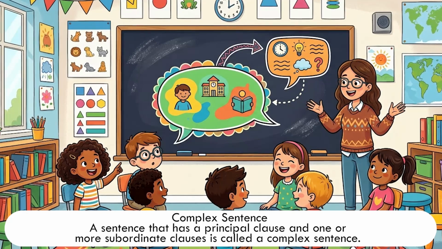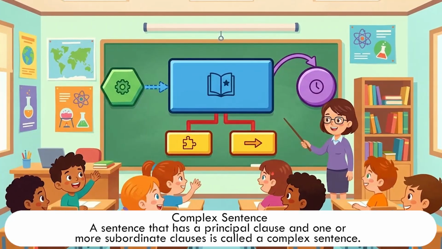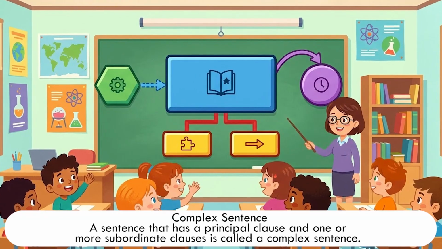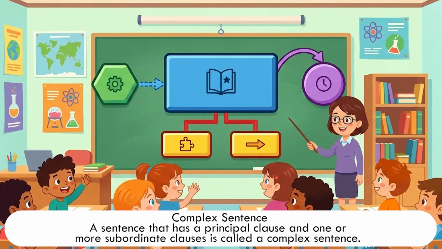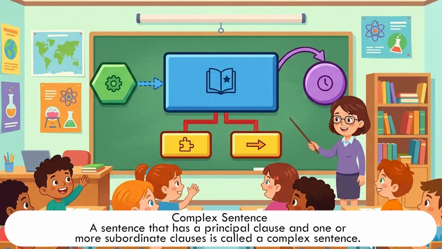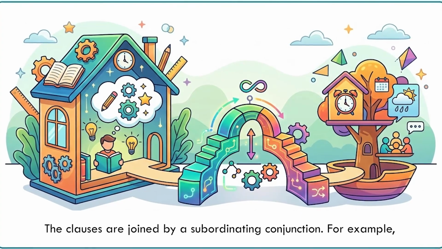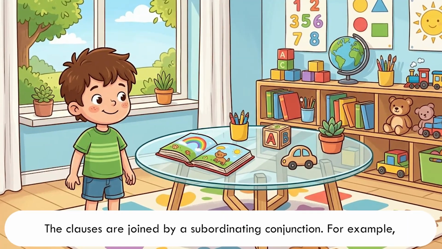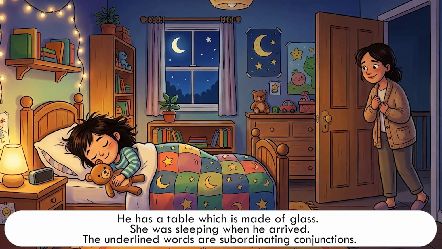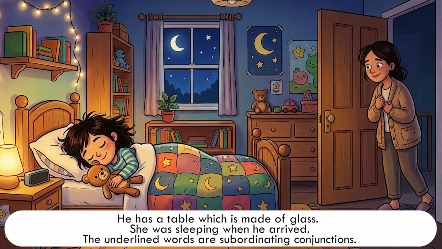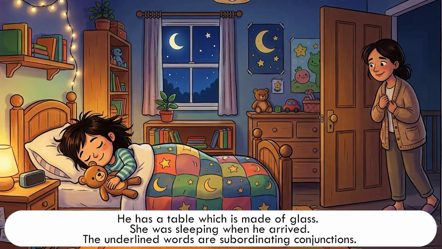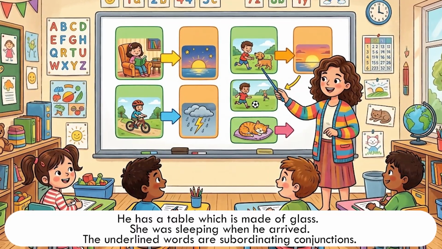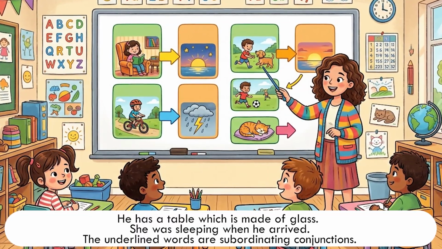Complex sentence. A sentence that has a principal clause and one or more subordinate clauses is called a complex sentence. The clauses are joined by a subordinating conjunction. For example, he has a table which is made of glass. She was sleeping when he arrived. The underlined words are subordinating conjunctions.